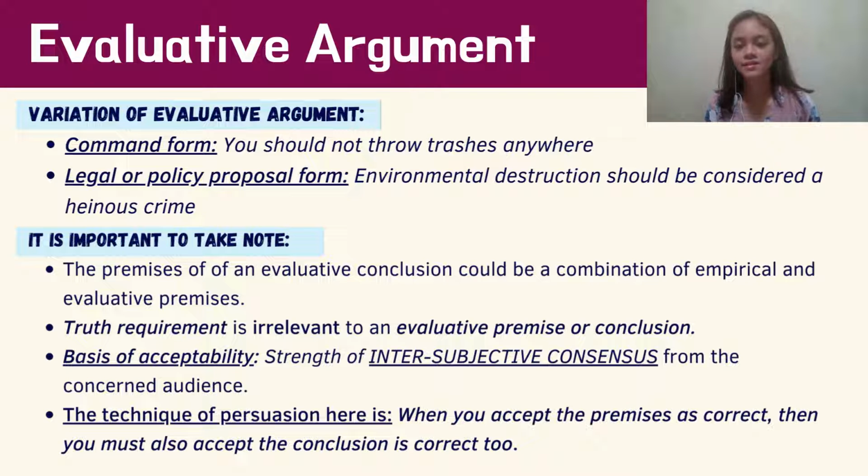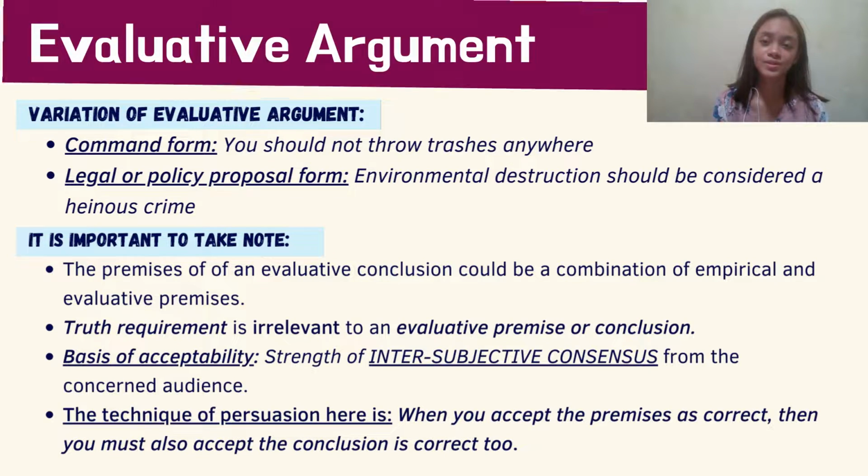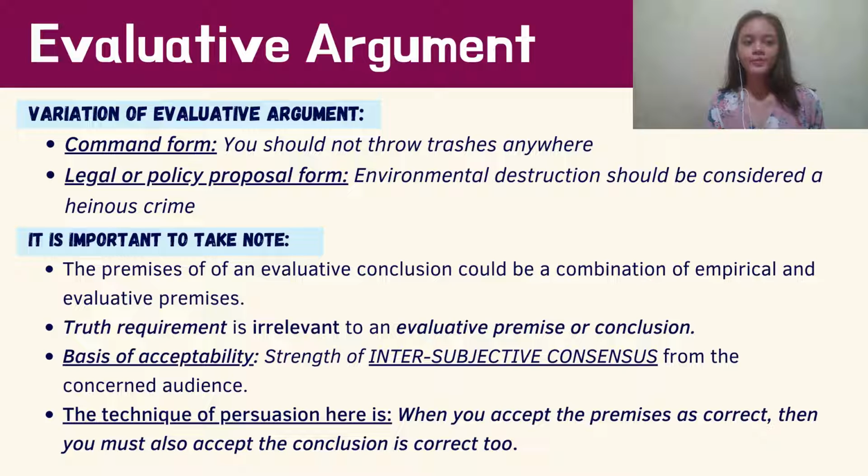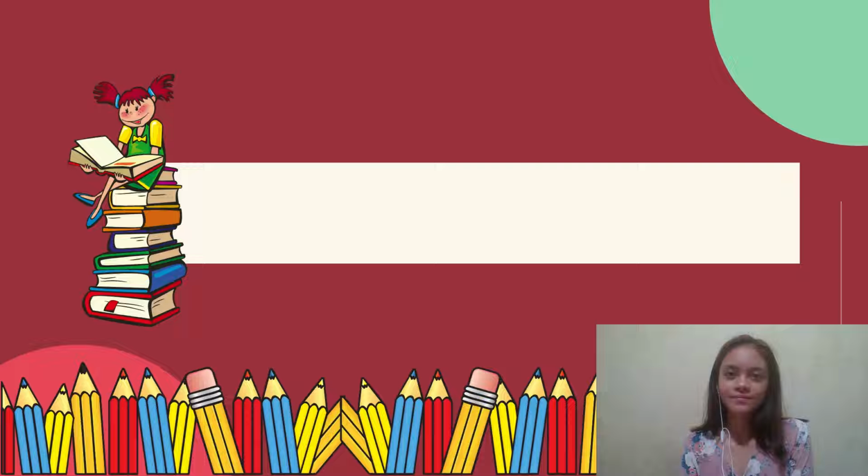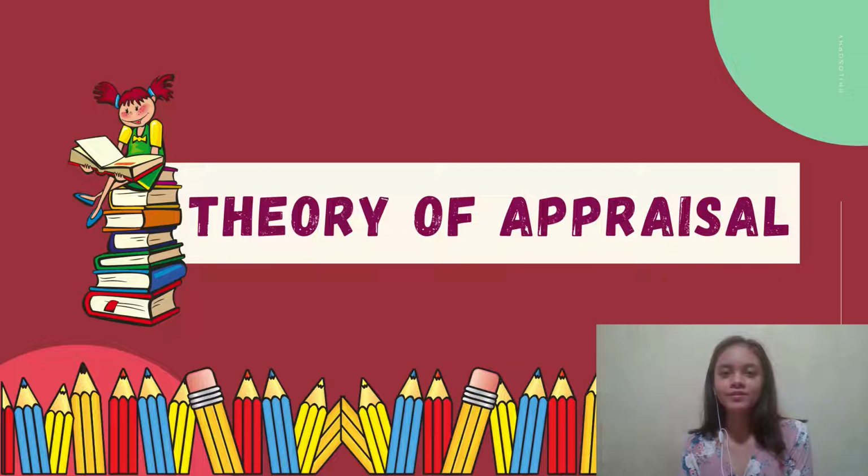So the basis of acceptability here is the strength of intersubjective consensus from the concerned audience, wherein they will see if the premise and conclusion are both correct. The technique of persuasion here is when you accept the premise as correct, then you must also accept the conclusion is correct too. In an evaluative argument, we state reasons that justify the conclusion that has different degrees of support, namely very strong, strong, moderately strong, weak, poor, or no support. Now, let us move on to the next component of theory of argument, which is theory of appraisal.